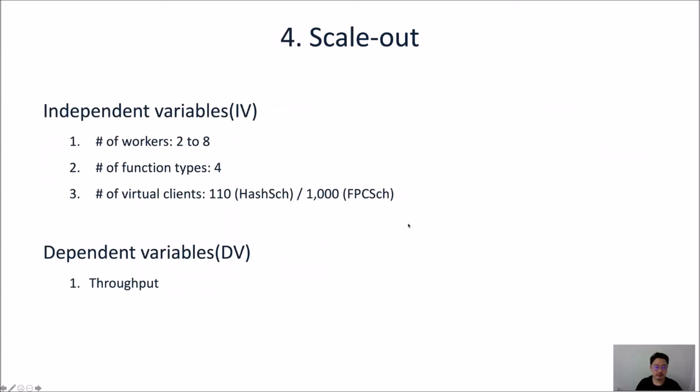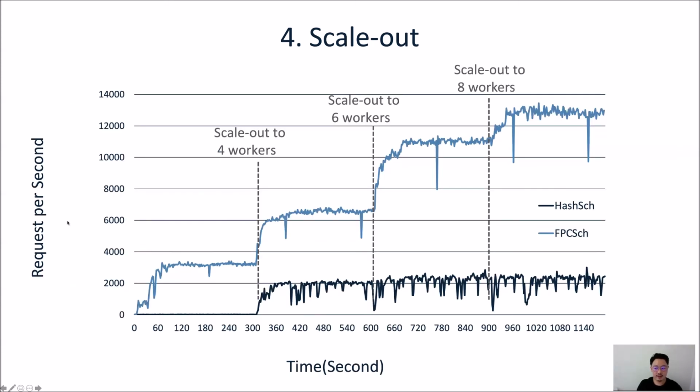The next one is the scale-out test. We increased the number of workers from 2 to 8, and we utilized 4 functions and 110 virtual clients for the hash-based scheduler and 1,000 virtual clients for the FPC scheduler. This is because the 2 schedulers require a different number of virtual clients to saturate the system. The throughput of the FPC scheduler increased almost linearly as we scaled workers, but the throughput of the hash-based scheduler did not increase, no matter how many workers were added.